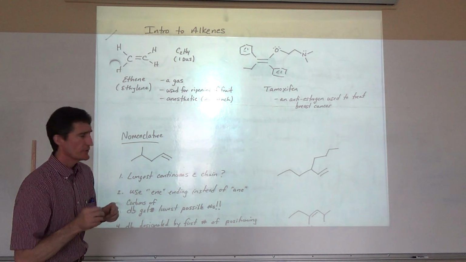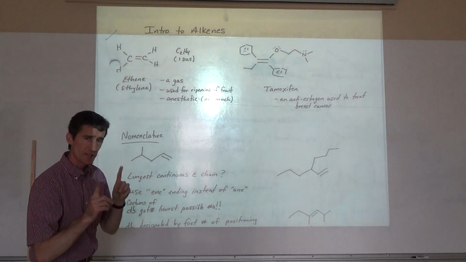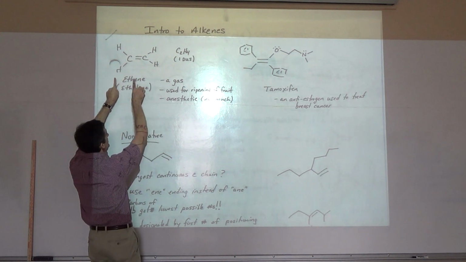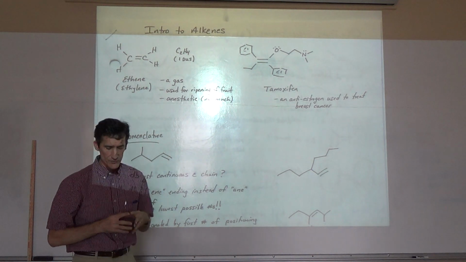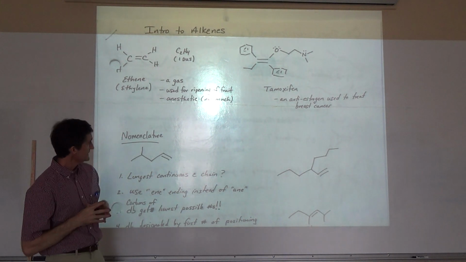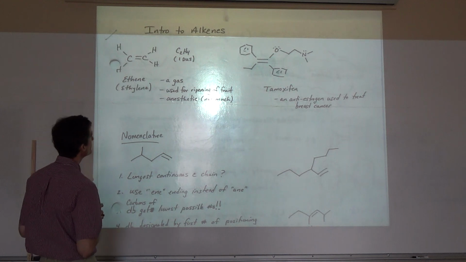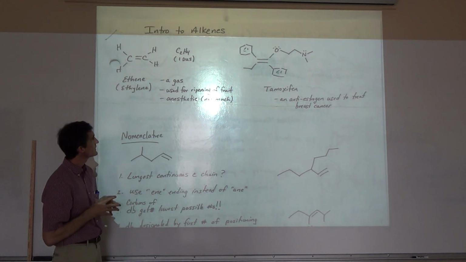First, a couple of introductory alkenes. The simplest alkene would be ethene. You have to have two carbons to have the alkene double bond. Ethene, also known as ethylene. Ethylene is a gas. It used to be used for ripening of fruit. It actually still may be used for that purpose.